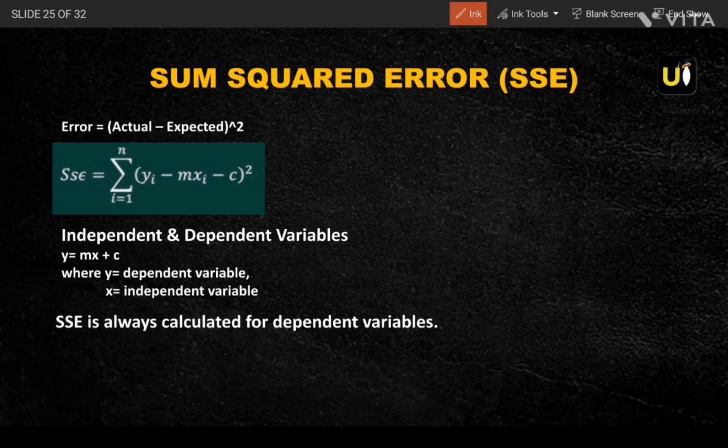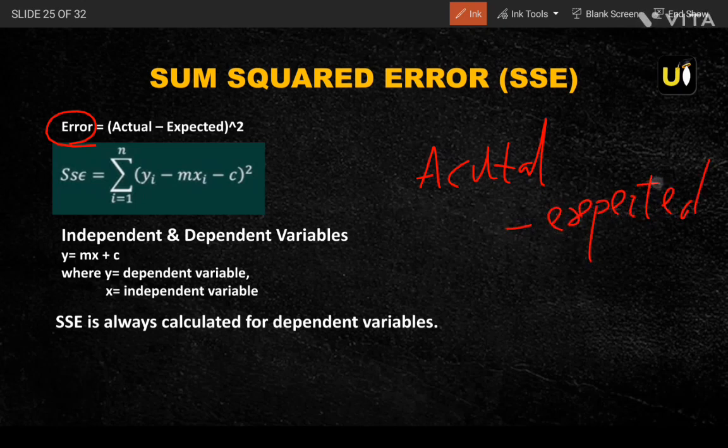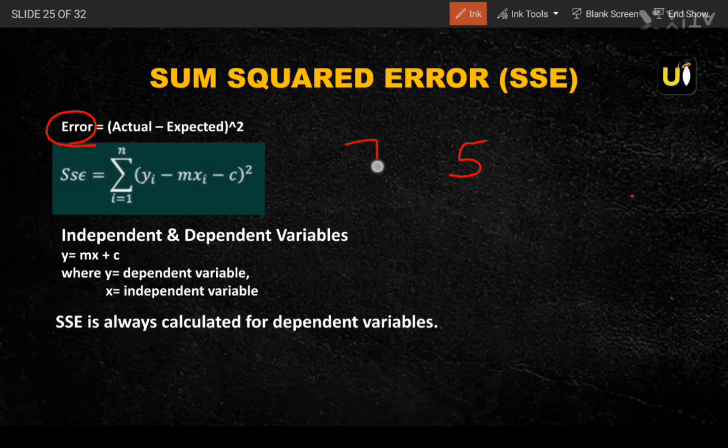In your quiz 1 or in your end term, definitely you can expect one question from this sum squared error. This is a very important concept. What is the error? Error means the actual value minus the expected value. For example, our expected value is around 5 and the actual value is around 7.